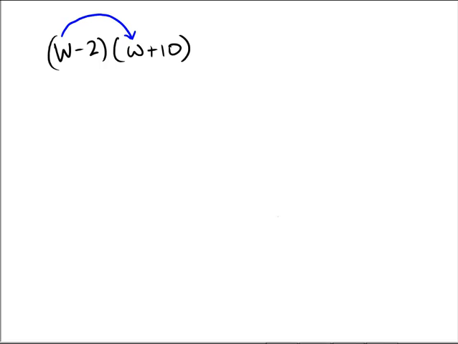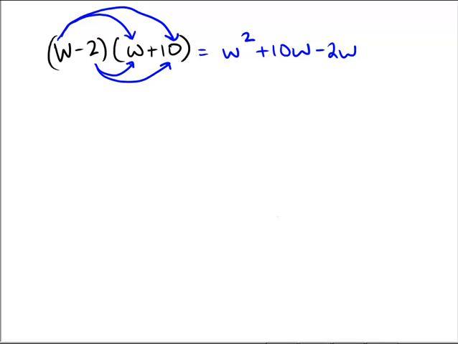First, w times w is w squared. Second, w times positive 10 is plus 10w. Third, inside, minus 2w, because 2 times w is 2w, and this one's a negative, or a subtraction sign. And then finally, minus 2 times 10, that's going to be a minus 20.